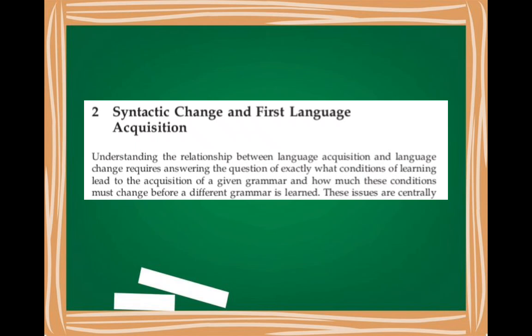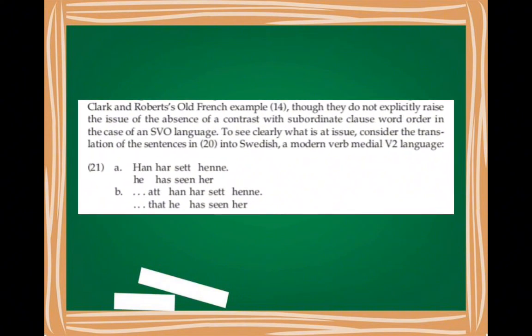Understanding the relationship between language acquisition and language change requires answering the question of exactly what conditions of learning lead to the acquisition of a given grammar and how much these conditions must change before a different grammar is learned. Clark and Roberts on French, example number 14, though they do not explicitly raise the issue of the absence of a contrast with subordinate clause word order in the case of an SVO language.